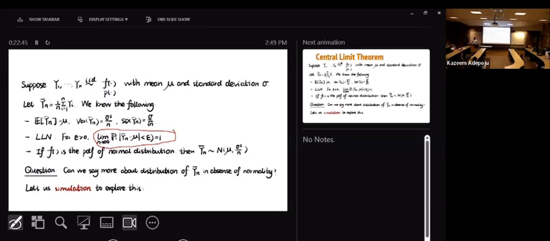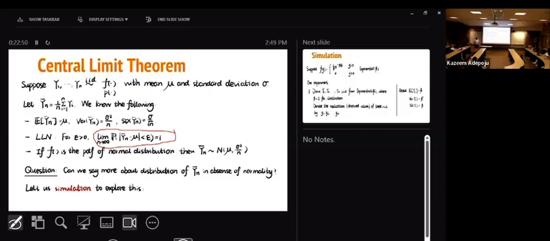Before going into this simulation process, the central limit theorem actually provides us an opportunity: if the underlying distribution is not normal, something can be done to make it normal. For instance, the distribution of y is not normal, and I compute the sample mean. What am I going to do to make sure the distribution of the sample mean follows normal?